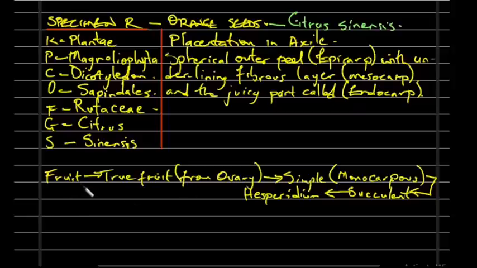If you look at the type of fruit that it is, it is a true fruit which is also produced from the ovary, and it is a simple fruit or a single fruit, so it is called the monocarpous fruit. And then it is a succulent fruit, and it is also called the hesperidium. So that is the classification of fruit to which this orange belongs.